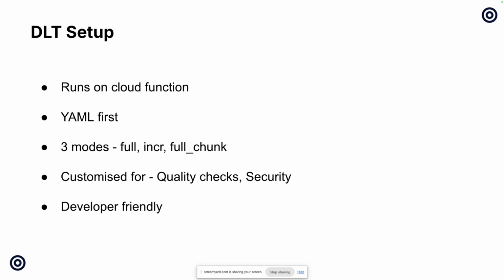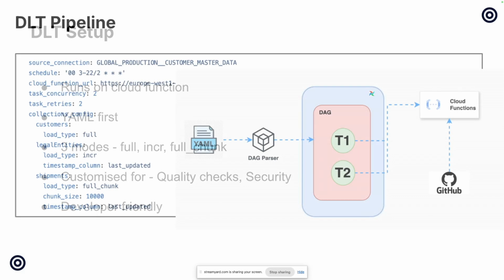Fourth point is developer friendly. Our developers are not burned out. Now they are happy because everyone knows how to build the pipeline. They have to use DLT good practices and build. So our developers are not burned out. They are happy about this.